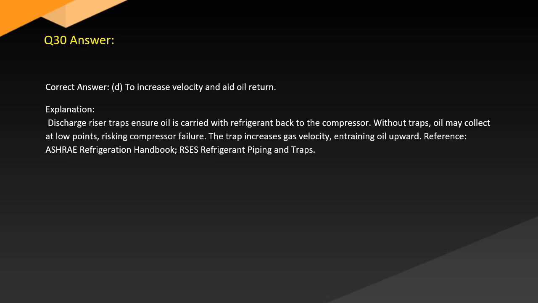Answer. Correct answer: D. To increase velocity and aid oil return. Explanation: discharge riser traps ensure oil is carried with refrigerant back to the compressor. Without traps, oil may collect at low points, risking compressor failure. The trap increases gas velocity, entraining oil upward. Reference: ASHRAE Refrigeration Handbook. HVACR refrigerant piping and traps.